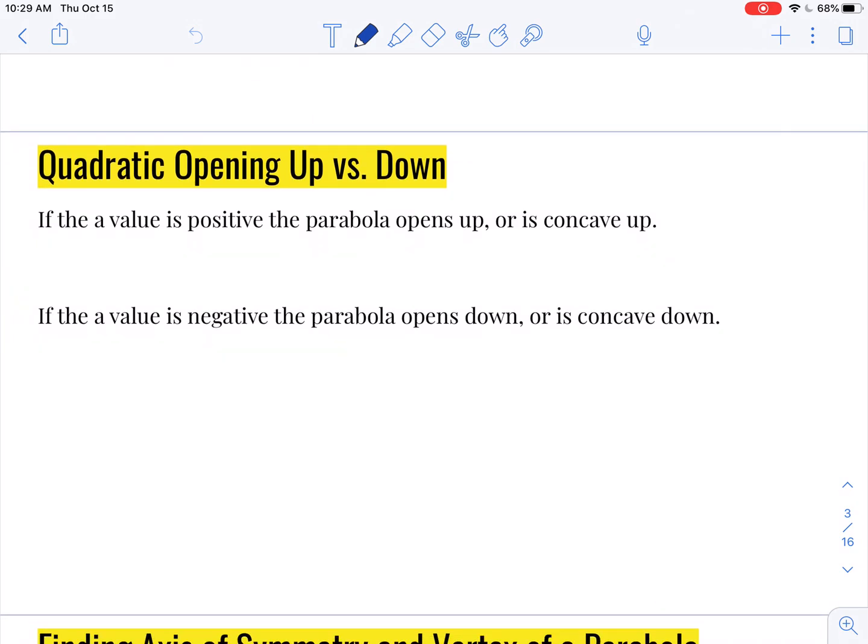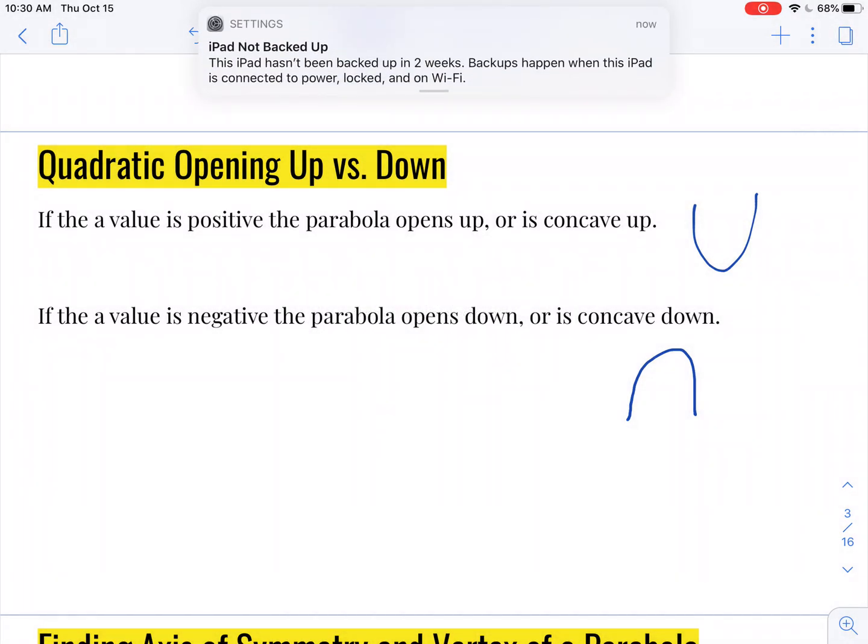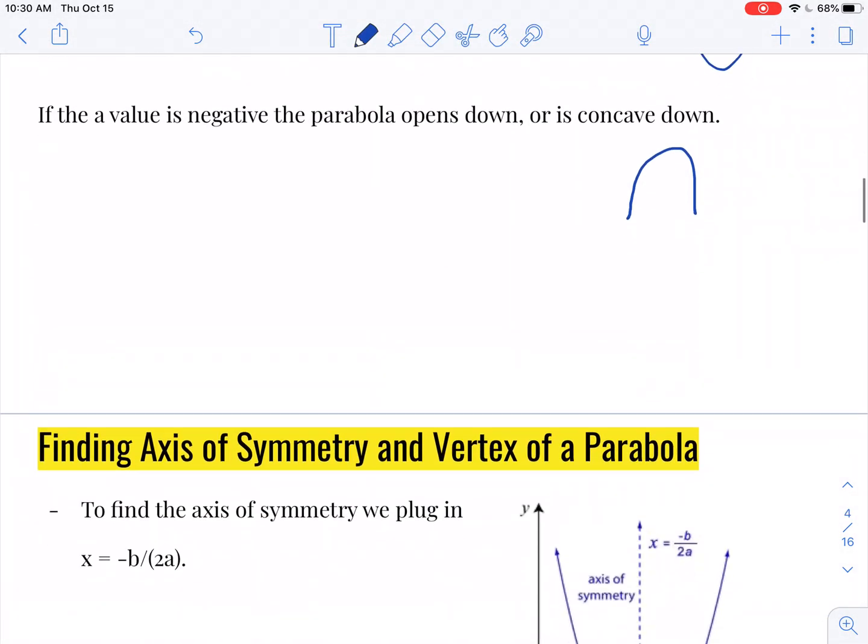Quadratics opening up versus down. So if the a value is positive, the parabola opens up, and we call that concave up. So it looks like this, concave up. We're saying that the open part is facing up. If the a value is negative, the parabola opens down or is concave down. So the open part of that parabola is concave down.